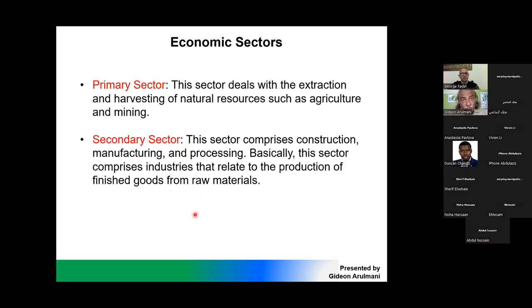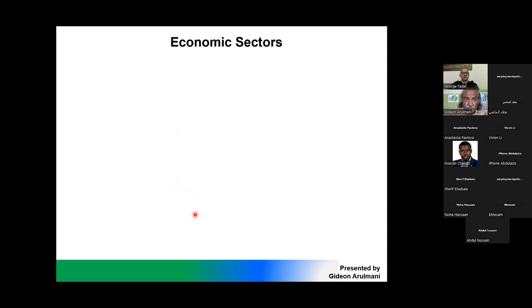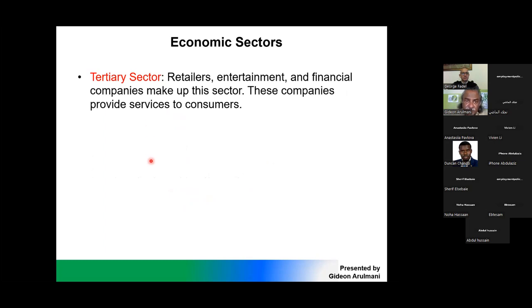Now the secondary sector has created petroleum. It has to be sold. It has to come into your motorcycle, into your car. Who does that? That is done by the tertiary sector. These are the retailers, entertainment industry, financial companies. So these companies provide services to the customer, to the consumer. So these are the most common three sectors. All economies are divided into these sectors, and we'll see how this plays into career guidance.